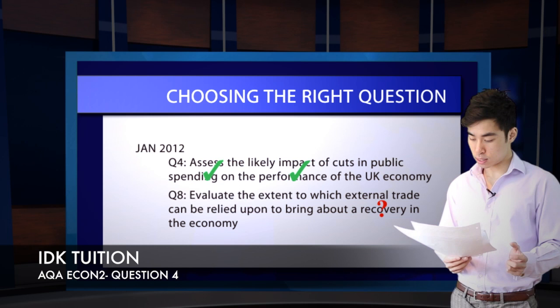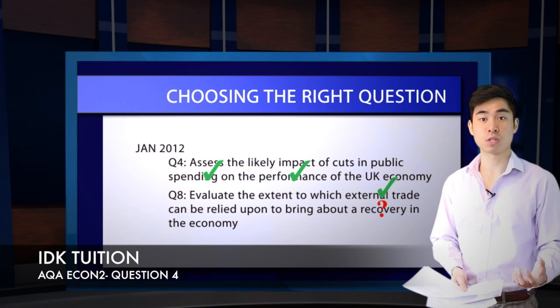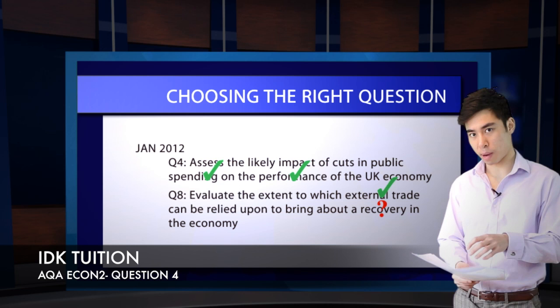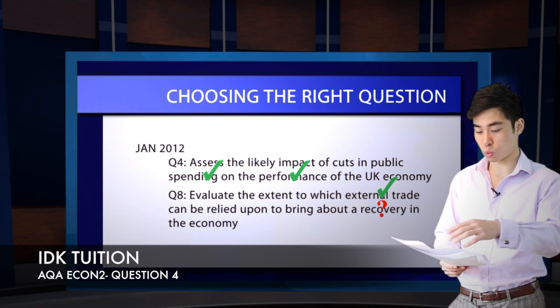And it says evaluate the extent to which external trade. So external trade, again, that is a demand side factor. You're not talking about productivity or competitiveness, which would allude to supply side. So again, it's not too bad in that you can talk about the demand side here, but given the fact that you're quite limited, you can't really talk about inflation, you can't really talk about the budget deficit, I'd probably steer clear from this question and choose question number four rather than question number eight.